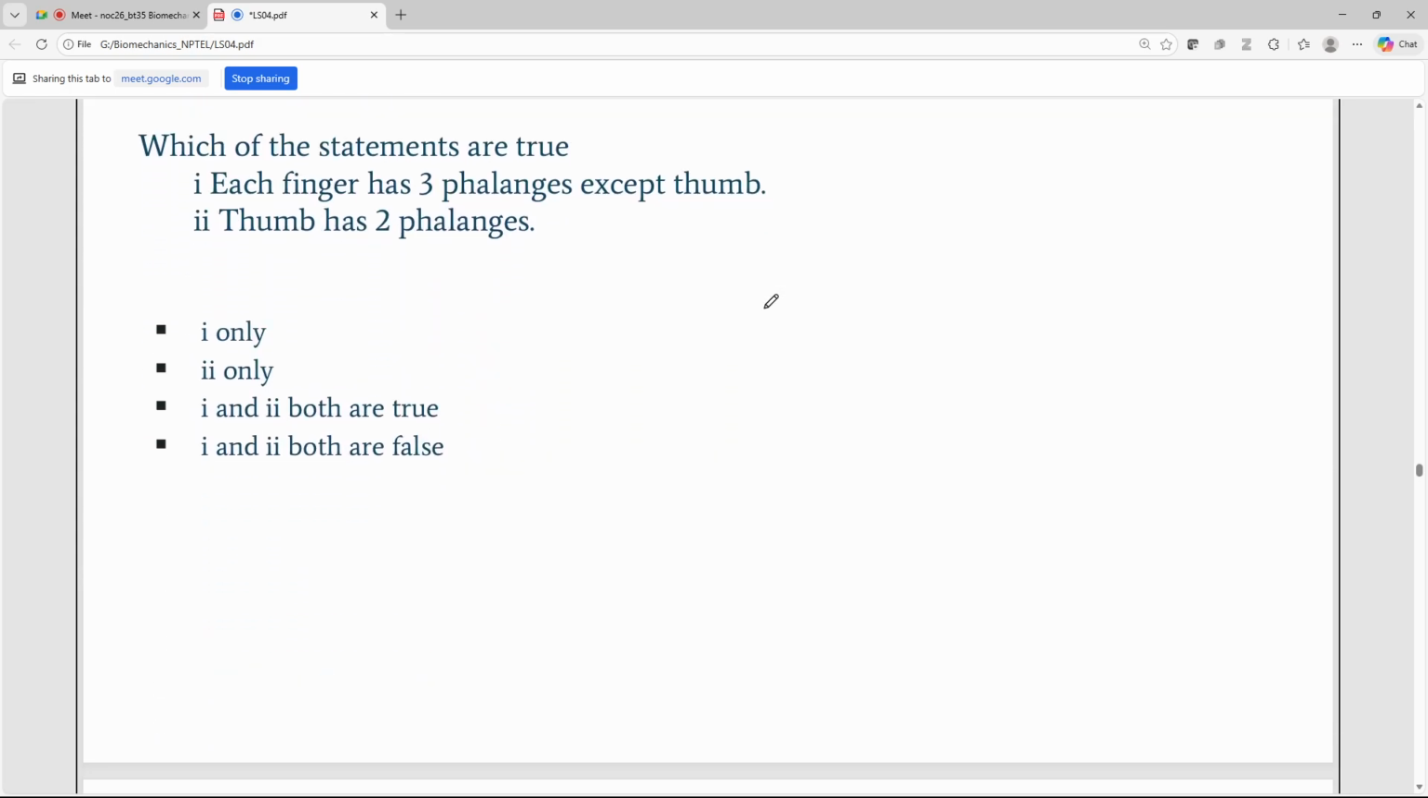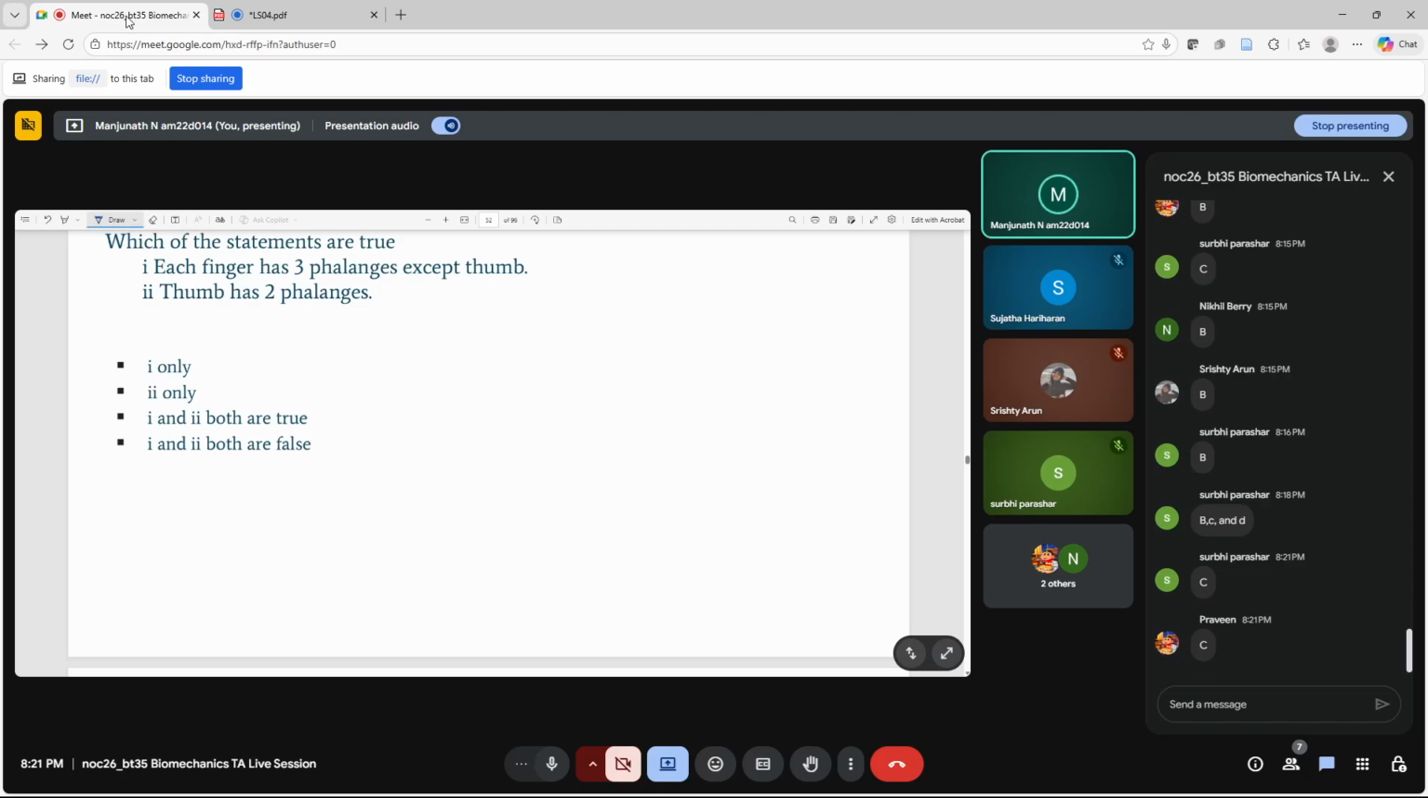Next question. This we have already seen in one of the questions. Again, try to answer the question. Which of the following statements are true? Each finger has 3 phalanges except the thumb has 2 phalanges. So the question is, which of the following statements are true? Options are first statement only, second statement only, both are true, both are false. Okay. Quick easy question we have already discussed.